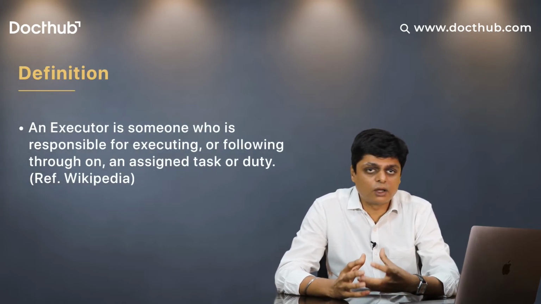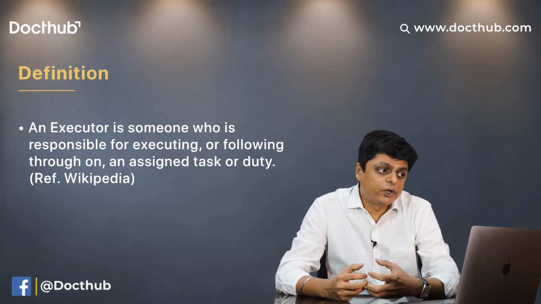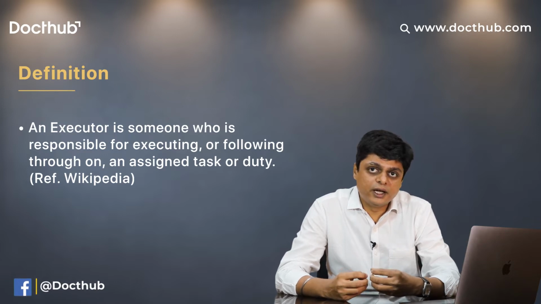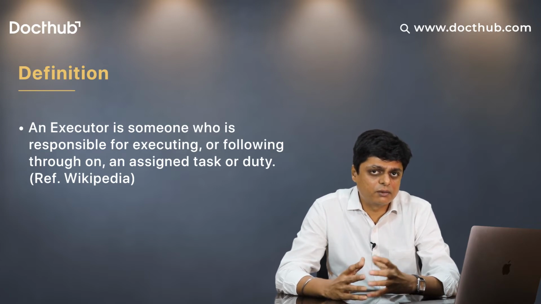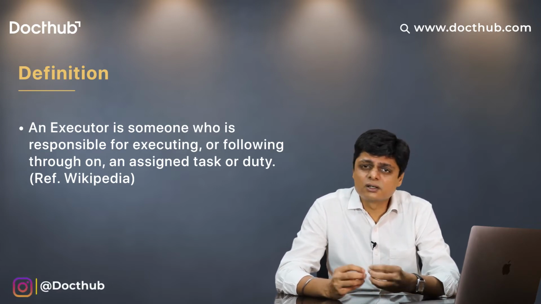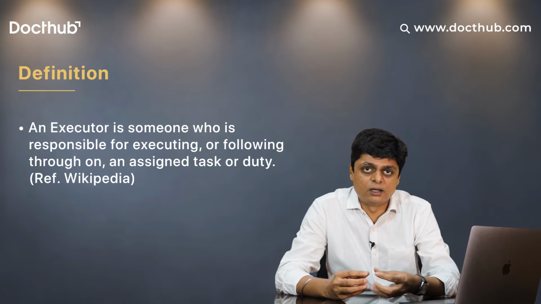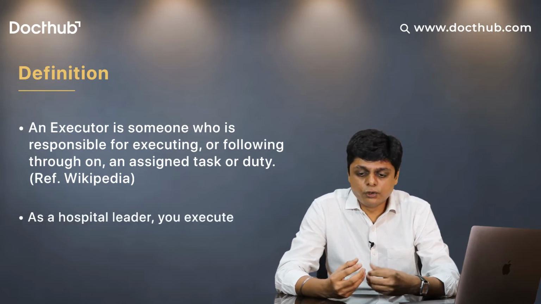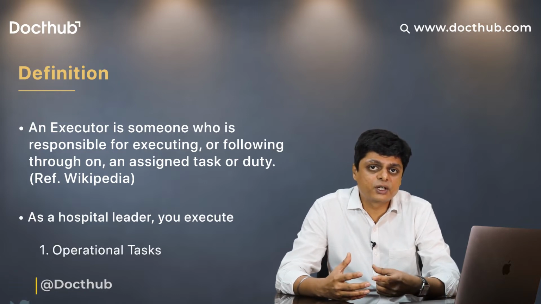So what does executor mean? An executor is someone who is responsible for executing or following through on an assigned task or duties. That is as per the Wikipedia definition, but overall you can say it is the person who is going to execute a particular task or assignment. As a hospital leader, you usually come across two types of execution: one is operational execution and the second is project work. Now let's see these two aspects.